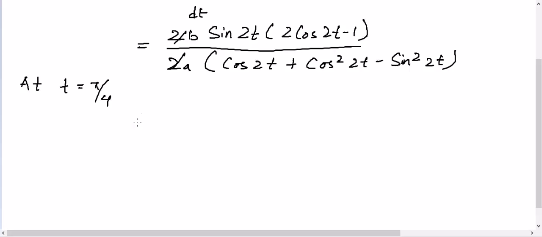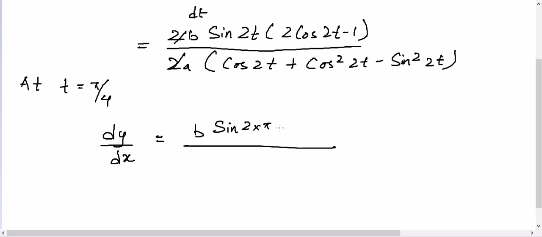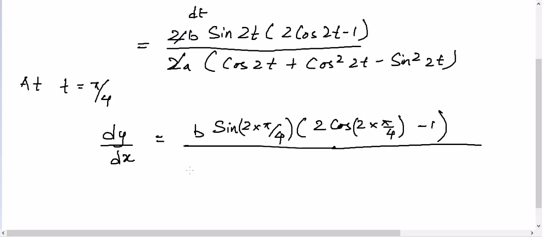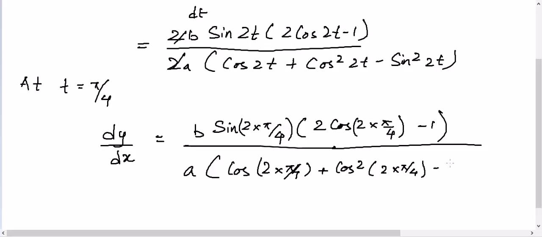Let's substitute before we proceed. So dy by dx at t equal to pi by 4 is b times sine (2 into pi by 4) times (twice cos (2 into pi by 4) minus 1), and in the denominator we have a times (cos (2 into pi by 4) plus cos square (2 into pi by 4) minus sine square (2 into pi by 4)).